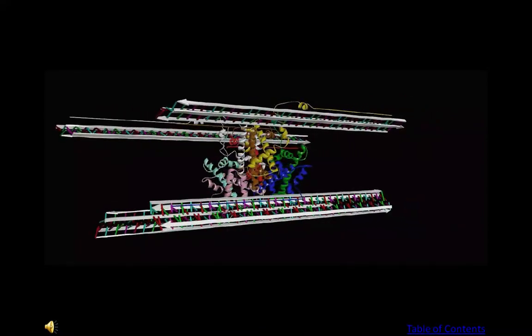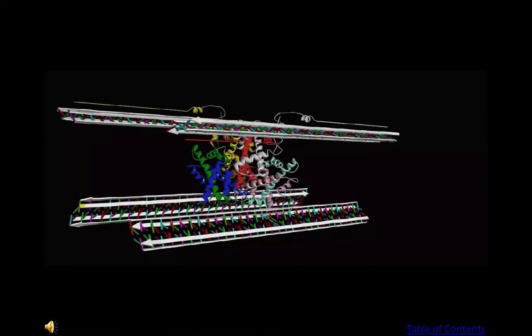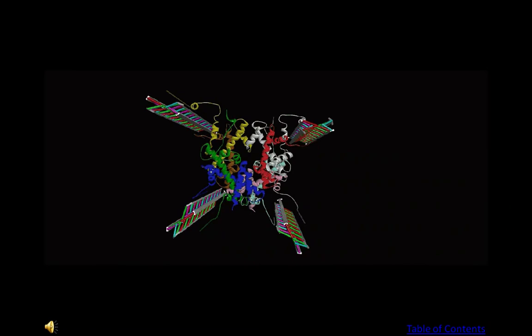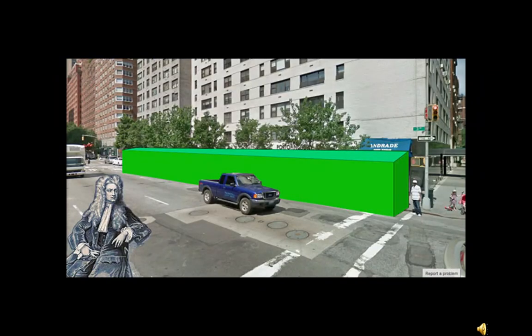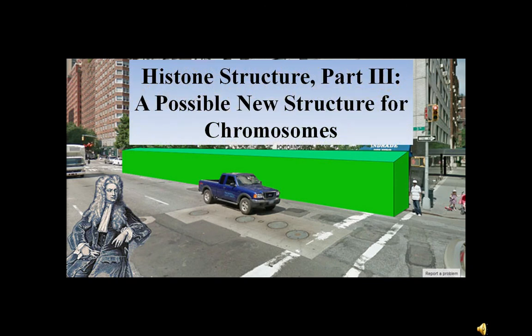If you'd like to see how readily this new structure gives rise to a 30 nanometer fiber, which in a 10 million-fold amplified model takes 6.4 times 10 to the 9th base pairs of DNA from a cable so long it extends almost the length of Manhattan Island, then, by merely following the 300 nanometer and 700 nanometer folding patterns which have been reported in EM studies of chromosomal DNA, takes the entire structure down to a neatly folded package, a mere city block in length, then please take a look at the next and last installment in this series, entitled Histone Structure Part 3, A Possible New Structure for Chromosomes.